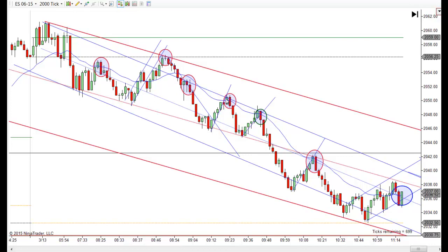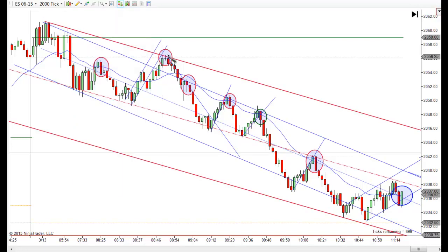And then it pulls back again. Notice it had a little close outside, then it moved to a new high. And where does it turn down? Right there. It's a first entry, but because it was right off that trend line and we only had one leg down, I like that trade.